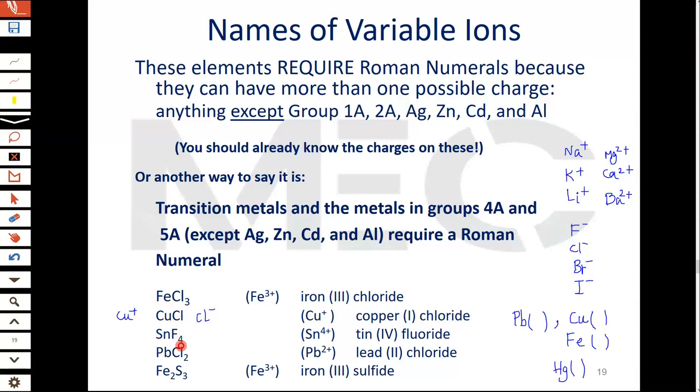SnF4. Sn is in the fourth group. We understand from the formula that it is Sn4+, so the name is tin 4 fluoride. PbCl2, again Pb2+ and lead 2 chloride. Fe2S3, so we understand from the formula that it is Fe3+, so we call this iron 3 sulfide. I emphasize that these are not molecules. This is not a molecule, this is a formula unit.